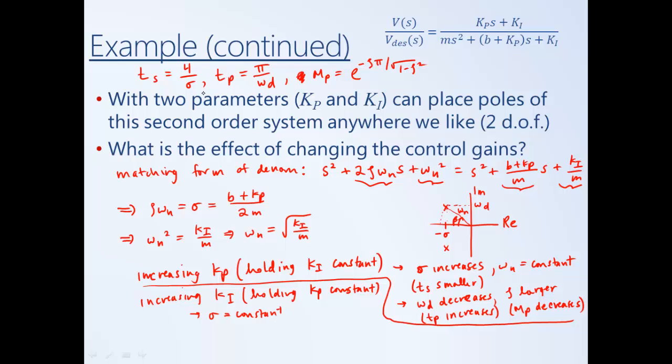And we know sigma affects settle time. So our settle time is unchanged. But omega n is going to increase. So as we increase ki, we're going to increase omega n. So we're going to stay on this vertical line with the same sigma, but the distance from the origin is going to get larger. So in essence, the poles are going to move up this line. So same sigma, same real part, but larger omega n.